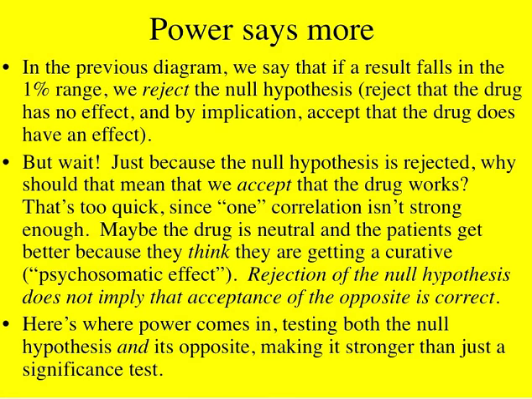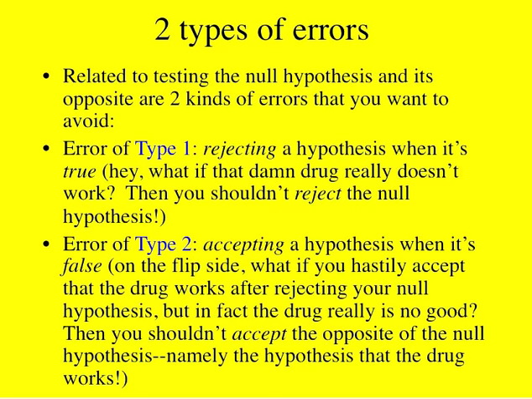Power says more than significance. Power is basically like significance on steroids. I'm going to go through this quickly because again, it's pretty hard to get through. It's important at higher levels. You should be aware of it, but we're not going to get tested on this or anything like that. So there's two types of errors: rejecting a hypothesis, which is when it's true, right?